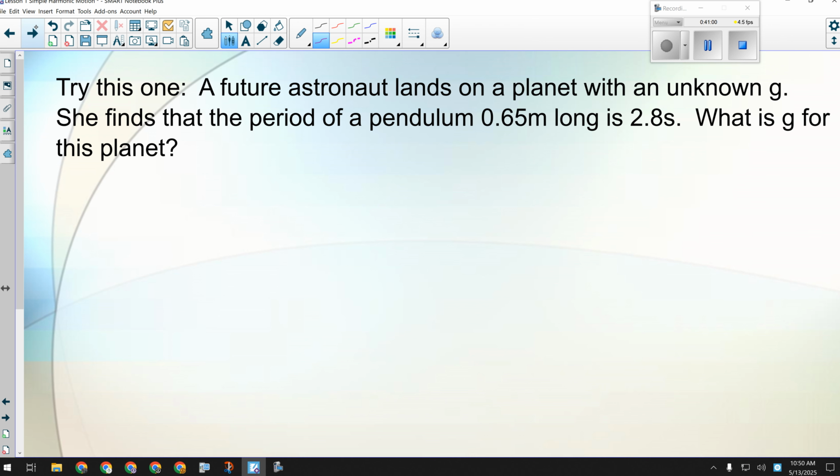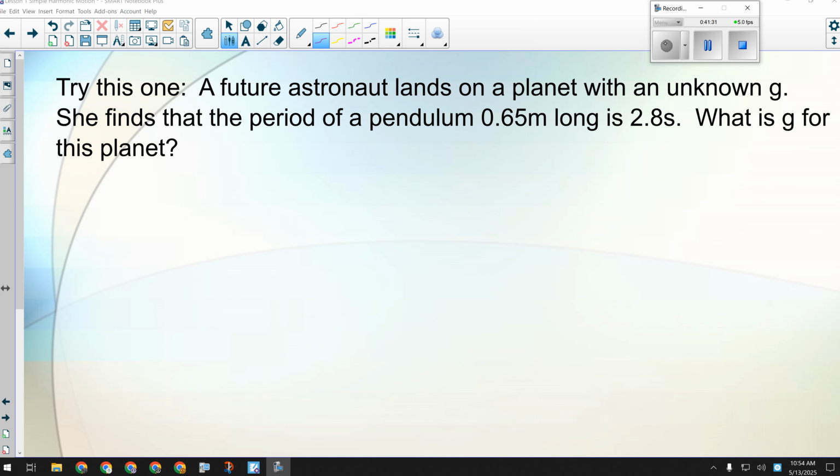Okay, give this one a try. You're on a different planet and you took a pendulum along because you thought ahead. You know that that pendulum is 0.65 meters long and you measure that it takes 2.8 seconds to make one complete oscillation. I want you to calculate for me what the acceleration due to gravity is there. Mr. Pumphrey, I'll get you to pause it here for a few minutes.